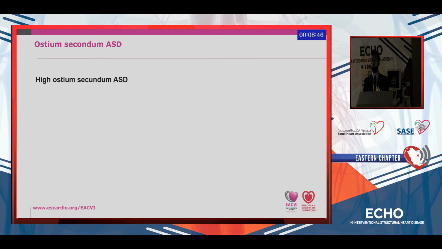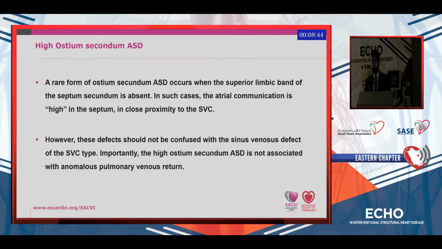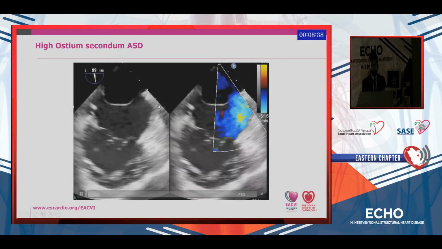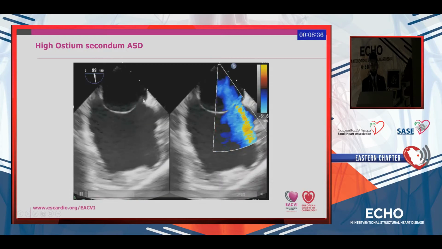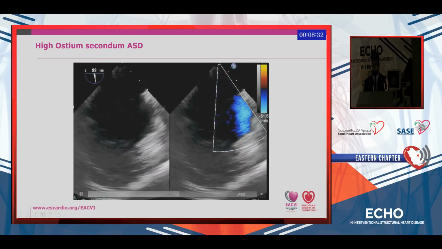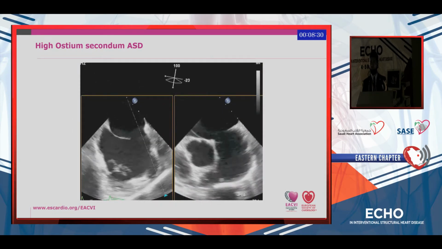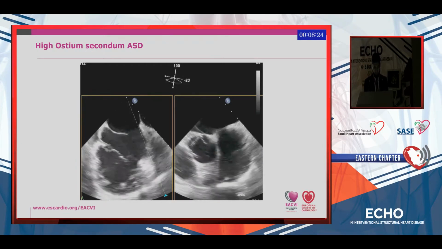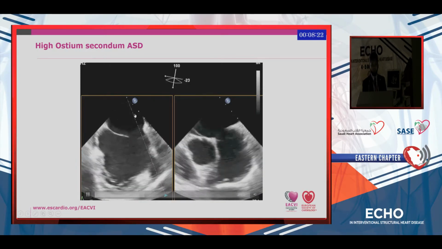There is something called high ostium secundum ASD. It is still an ostium secundum, but however, it is high. And in a modified bicaval view, you can see a defect here. This is not superior vena cava sinus venosus type. And we have to differentiate because the latter one is associated with anomalous pulmonary venous drainage. This is not. So you can see here the defect, real defect.